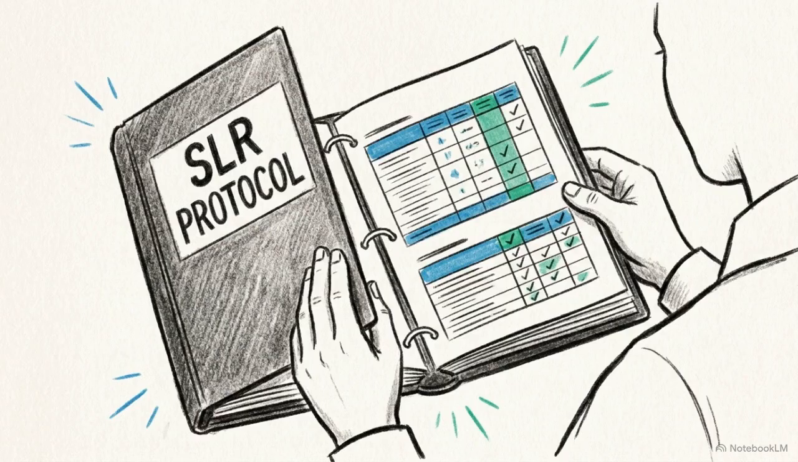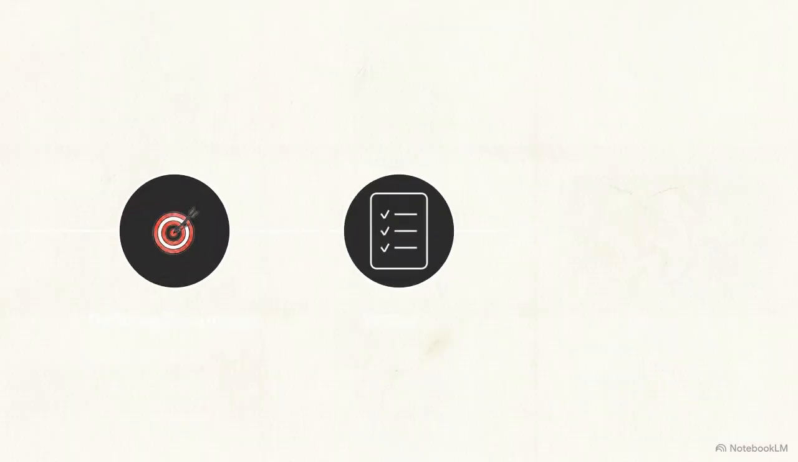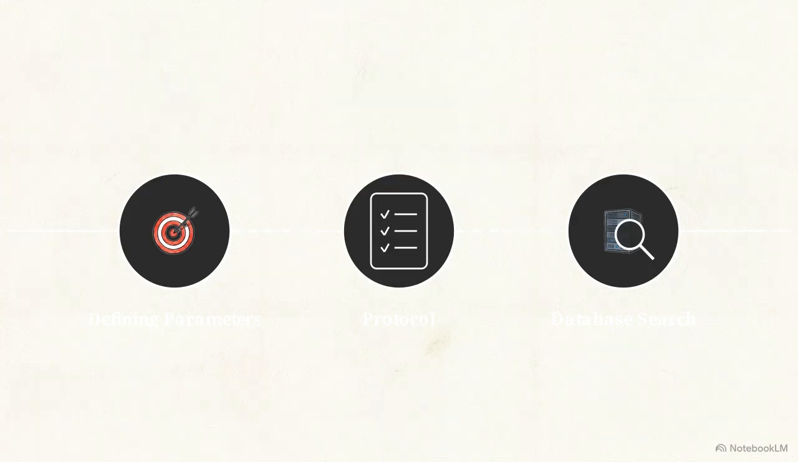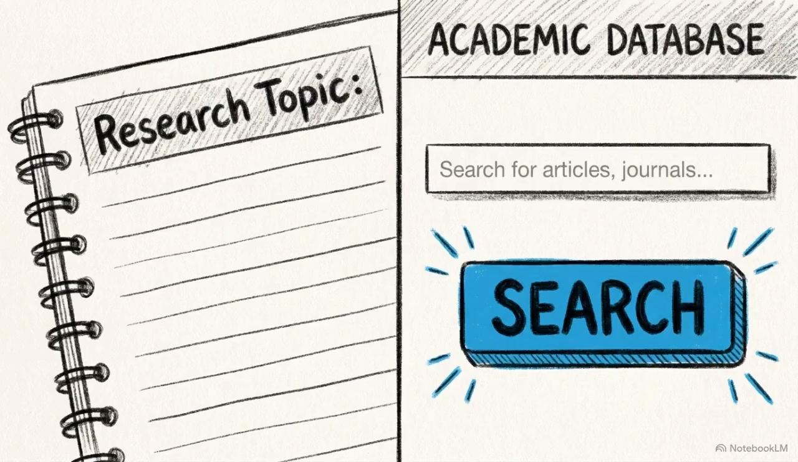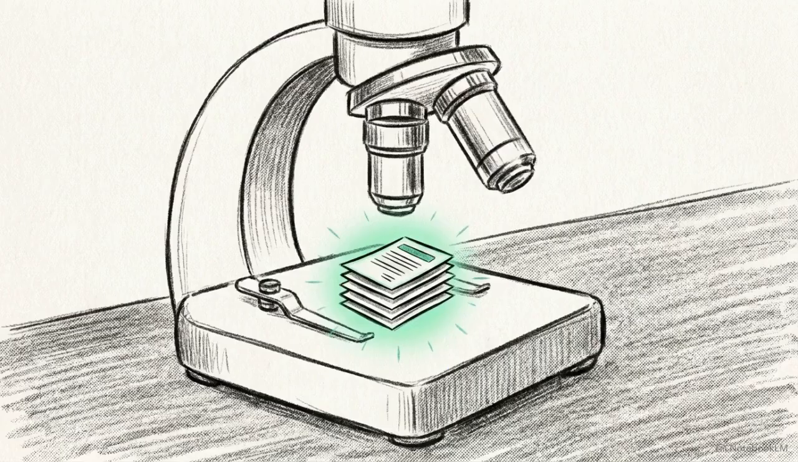By the end of this module, you will construct a standardized SLR protocol. We will move step by step from defining your exact parameters to executing a targeted algorithmic database search. To follow along, you only need two things: a broad research topic you want to explore, and access to major academic databases like Scopus or Web of Science. Applying this level of rigor transforms the literature review into a reproducible scientific instrument.